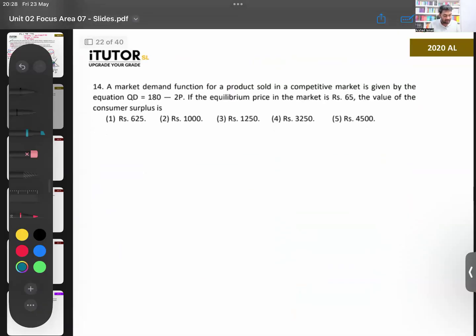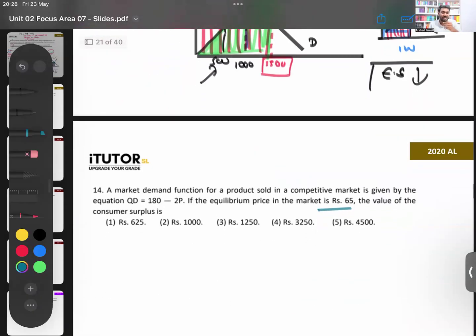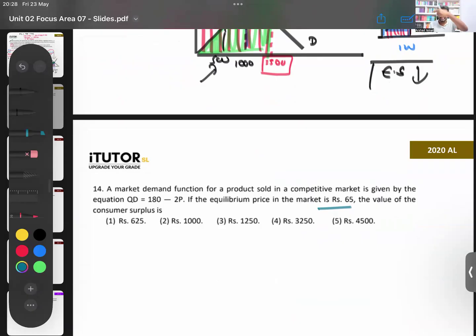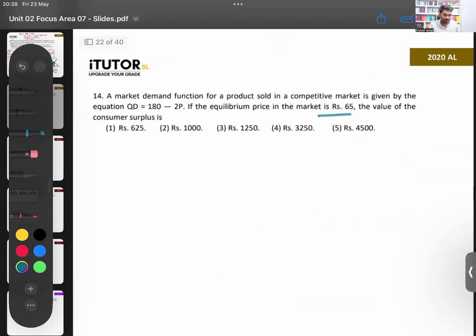They've given the market demand and supply equations. They've said the equilibrium price is 65. They're asking you, what is the value of consumer surplus? Why did I take 150? That's the number that I figured out. To supply 1,500 units, let's say they're expecting 150. You can get the answer without the diagram, thinking practically, yes, but then your practical knowledge has to be very, very good. So they've given the equilibrium price as 60 here.